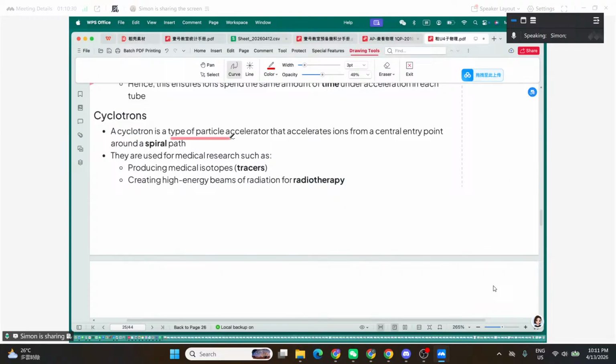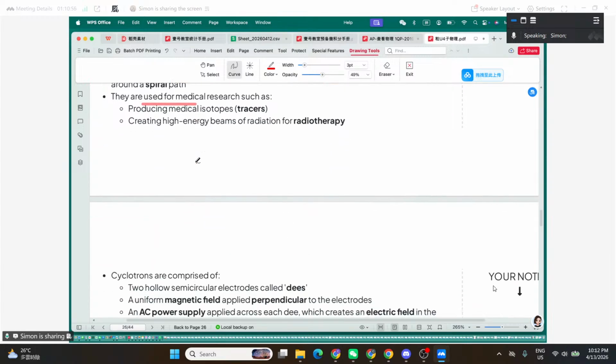The cyclotron is a type of particle accelerator, and it will accelerate ions from a central entry point around the spiral path. They are used for medical research, like the medical isotope tracer, or for creating high energy beams of radiation, or radiotherapy.